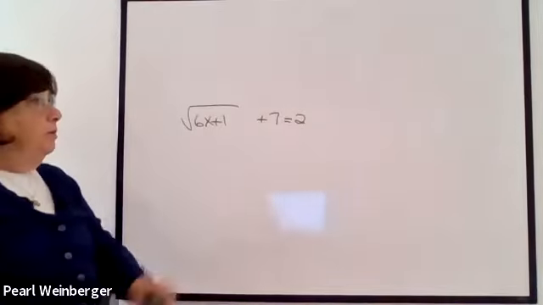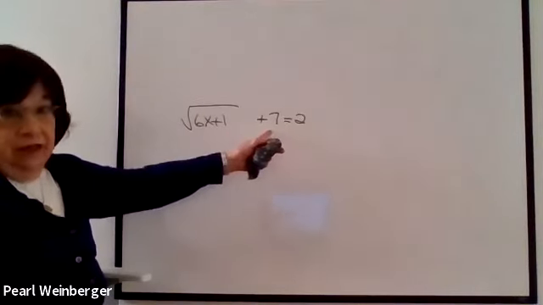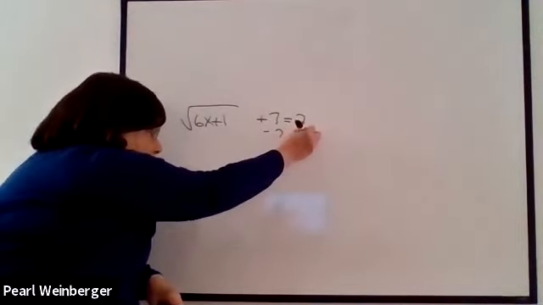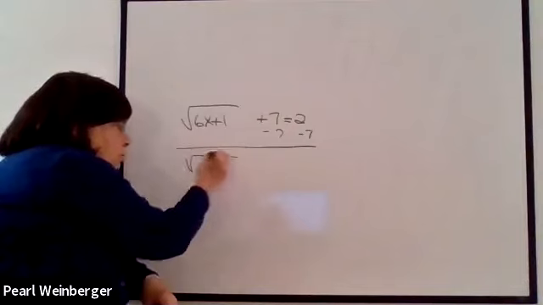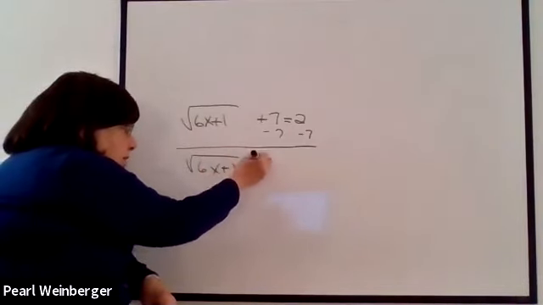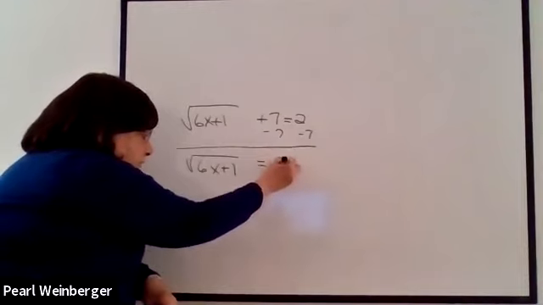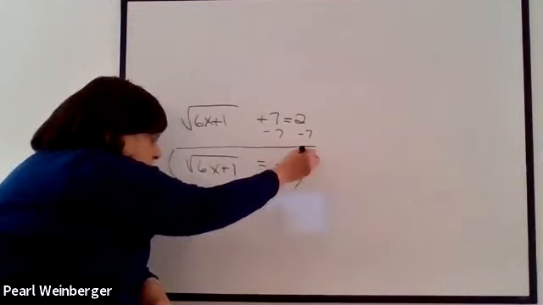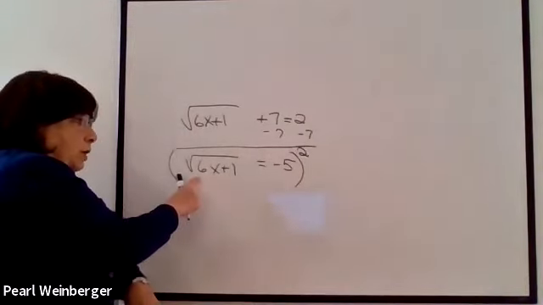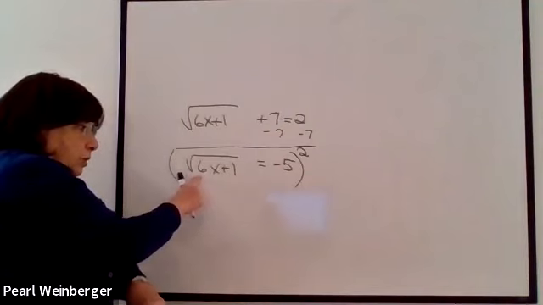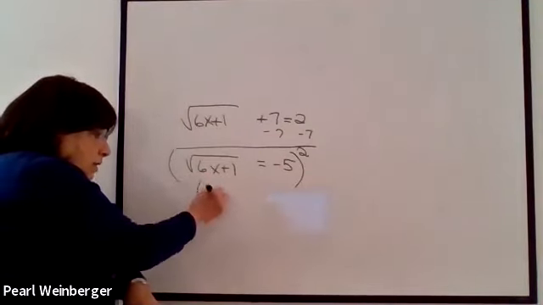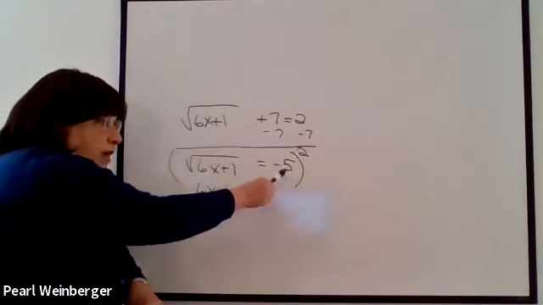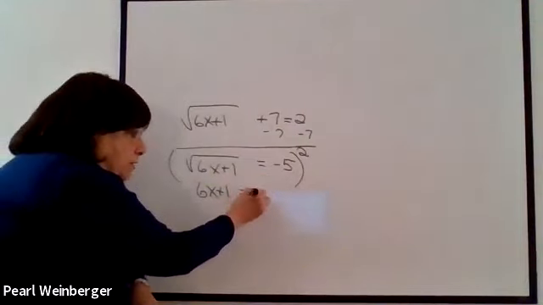Okay, let's do this together. Obviously, my first step is to get the 7 to the other side. So if I get the 7 to the other side, I'm going to get the square root of 6x plus 1 equals 2 minus 7, which is negative 5. And according to my rule, I should square both sides. Now, when I square the side that has a radical, I get the 6x plus 1. When I square the negative 5, negative 5 times negative 5 gives me positive 25.